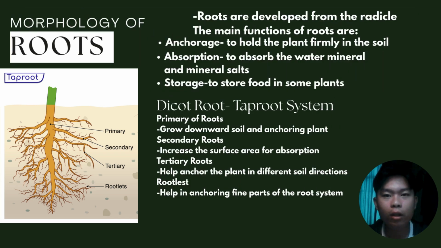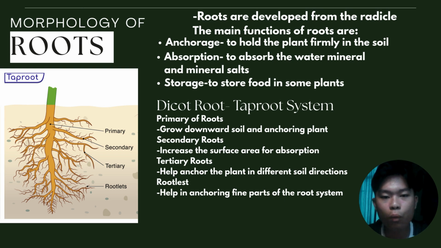Hi, today I will talk about morphology of roots. Roots develop from the radicle. The main functions of roots are anchorage, to hold the plant firmly in the soil. Second, absorption, to absorb water, minerals, and mineral salts. Lastly, storage, to store food in some plants.